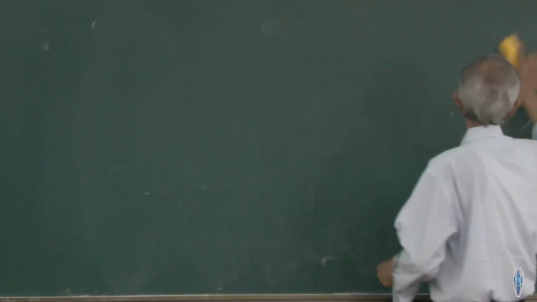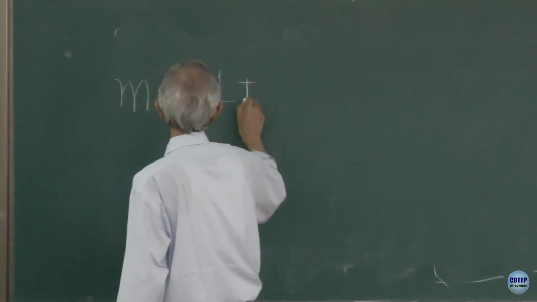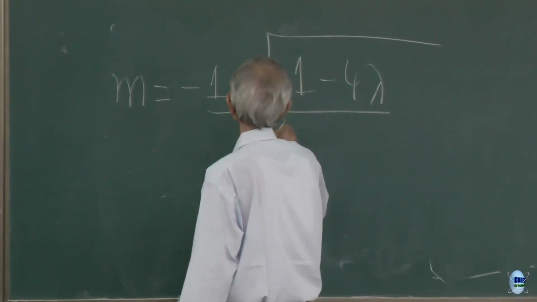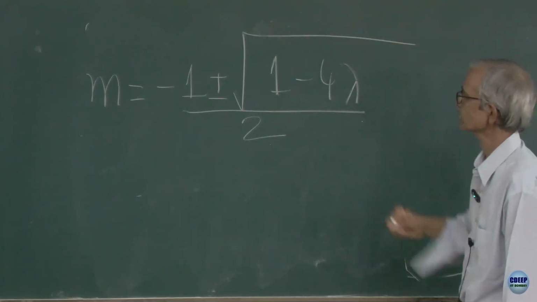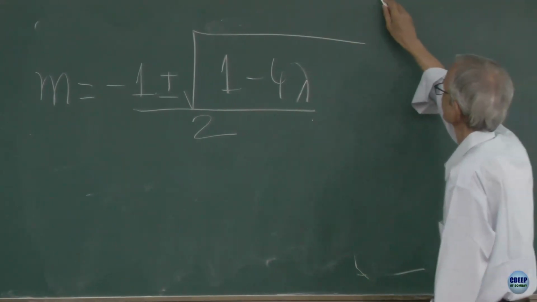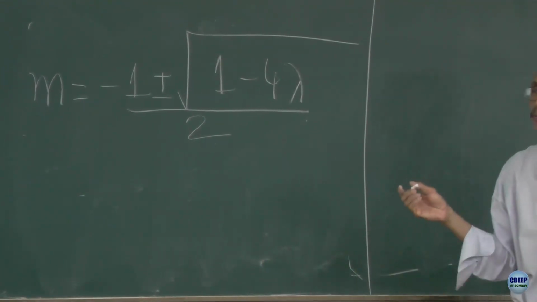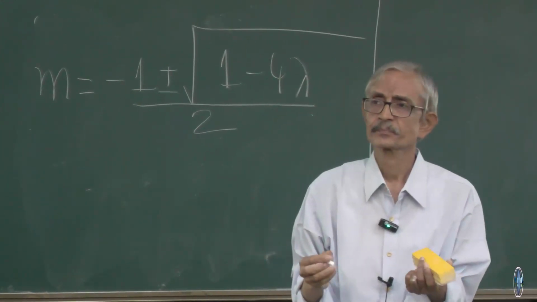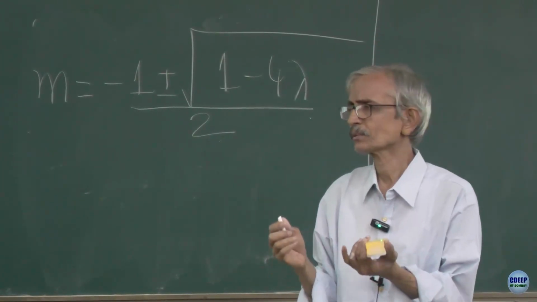If you solve this, you're going to get m is minus 1 plus minus root under 1 minus 4 lambda, divided by 2. So this is the solution. Now what are the different cases for this, because lambda is a floating number now? What could be the different cases? Oscillation. Anything else? Damped or not, we'll worry about later.